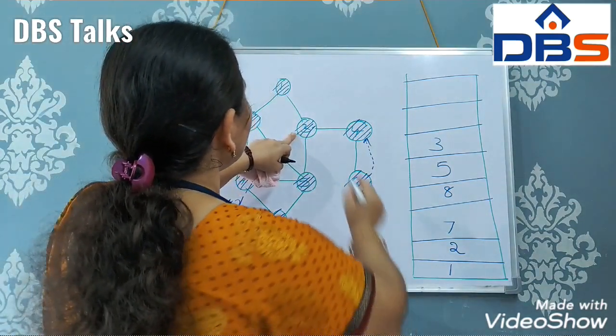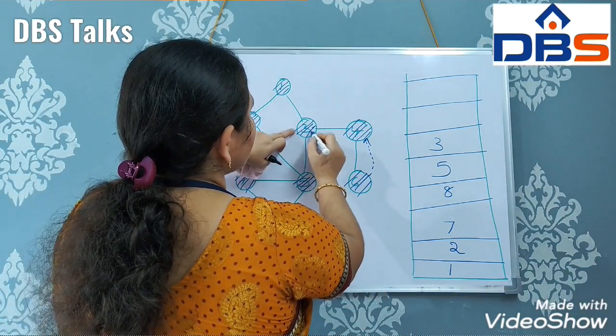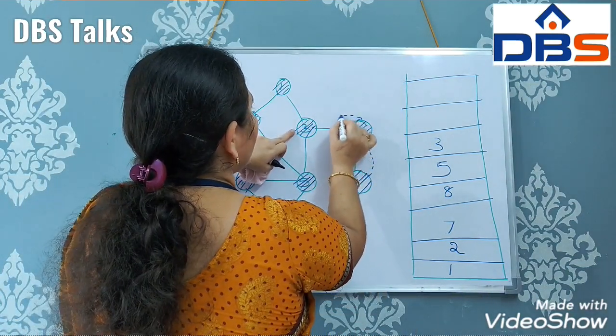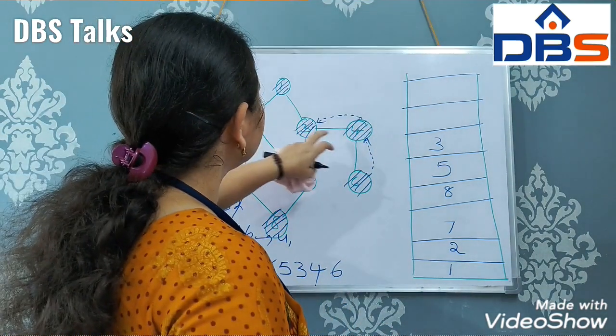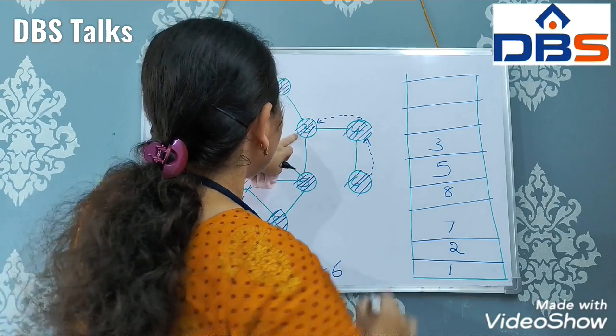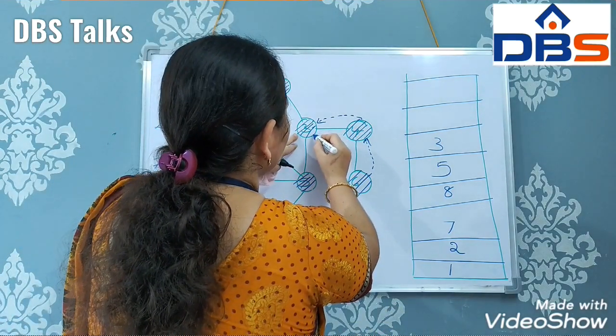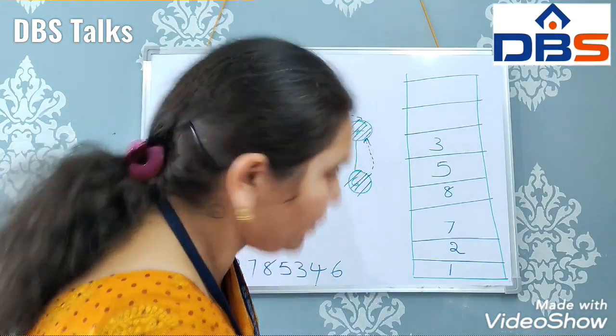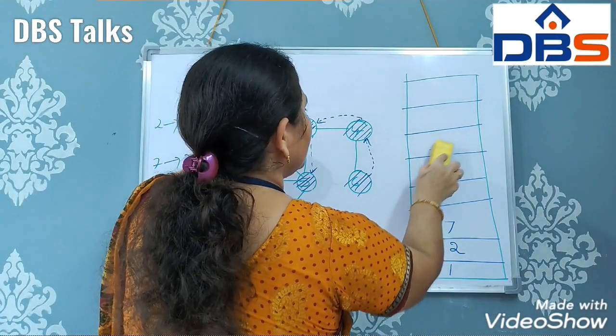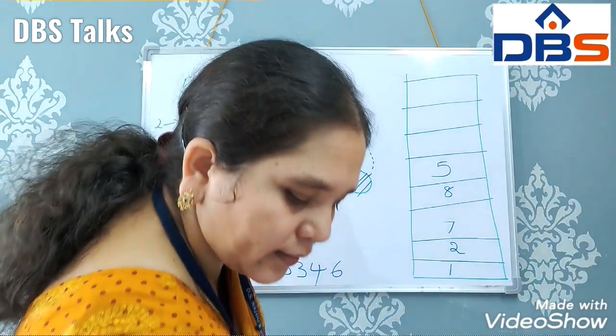Where are we right now? 3. From 4 we did backtracking. So next, from 3 where do we have to go? For 5. While going to 5, we need to pop 3 from the stack.